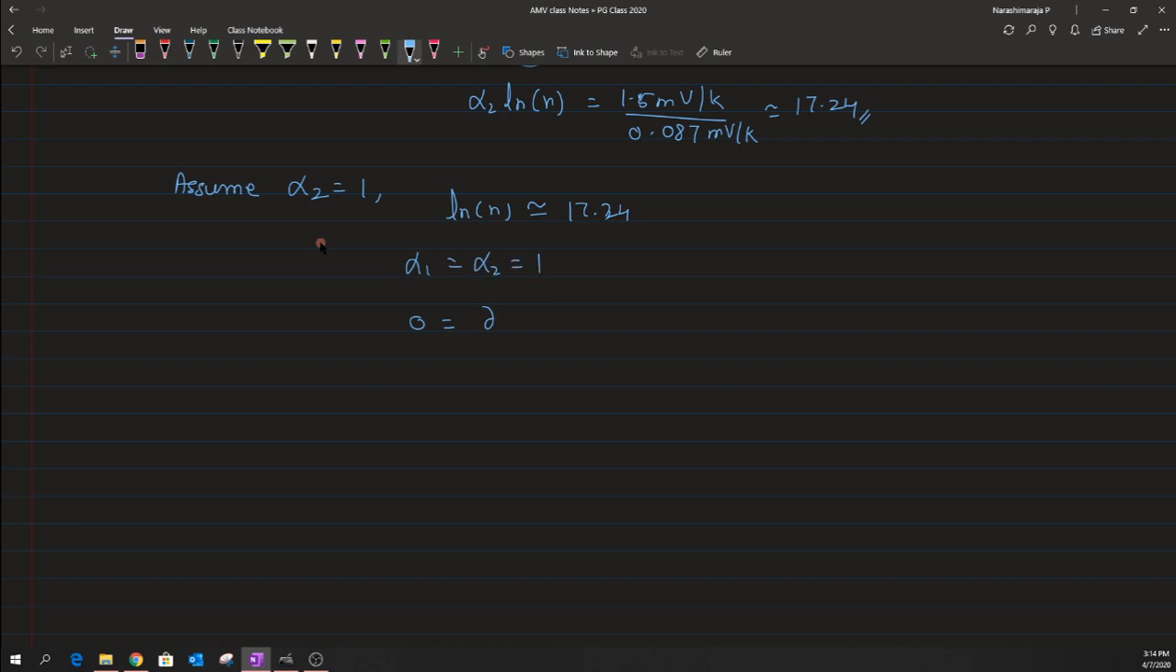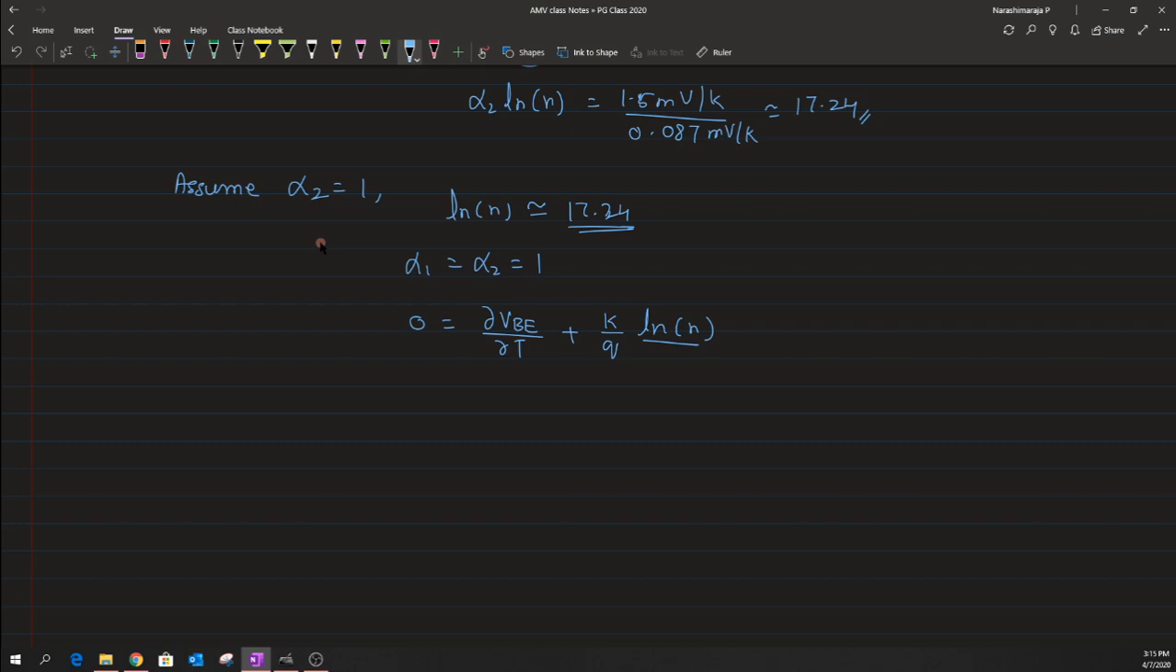One could write the negative temperature coefficient plus this k times q, which is the positive temperature coefficient value, which is the dou Vt by dou t term, into this ln of n. Okay. So this is the value that is supposed to be equal to 17.24. Clear? Yeah. So with this, let us try to evaluate it.